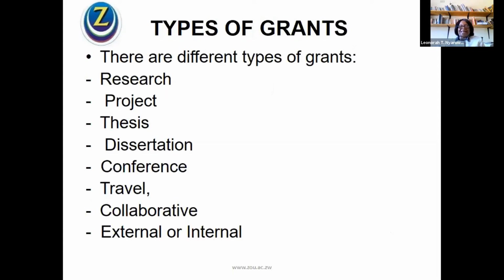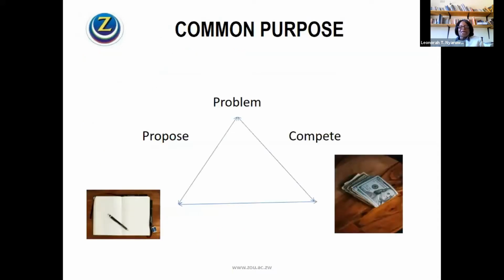Now, I've realized in my experience that there are types of grants, which are research grant, project, thesis writing, dissertation writing, conference, travel grant, collaborative grant. It can be external grant or internal grant. When I talk of internal grant, I'm talking of a grant that is coming from within the institution. Now, I have also learned that there are two organizations, the grant-seeking organization and the grant funding organization. But these two, from my experience, are working together to solve a problem.